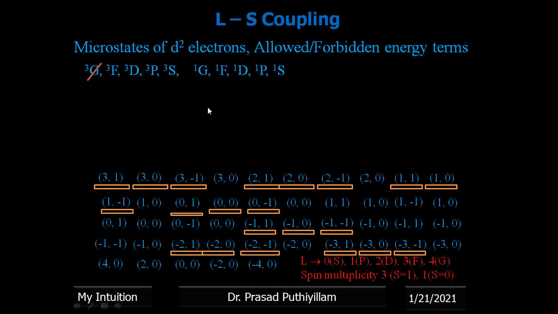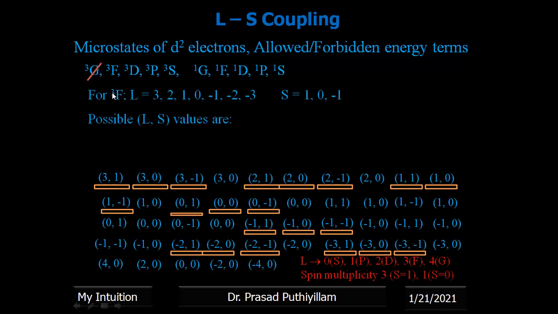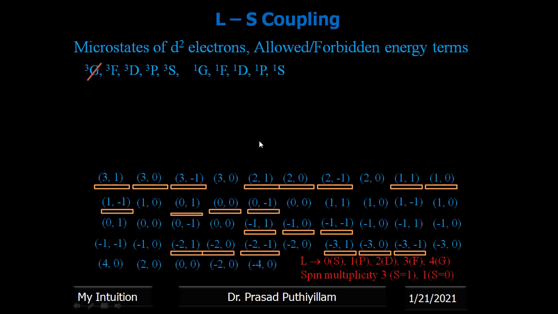So all these are the possible energy levels for 3F. All these values, these microstates, are available. Therefore this is not a forbidden value, this is actually present. That's a better term we can use.